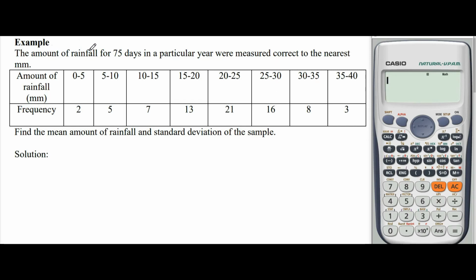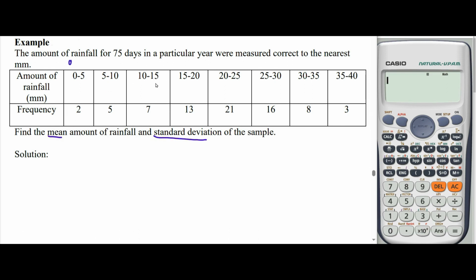The amount of rainfall for 75 days in a particular year will measure correct to the nearest n. So this is our data. This is our frequency. Find the mean amount of the rainfall and standard deviation. So look at our data here.